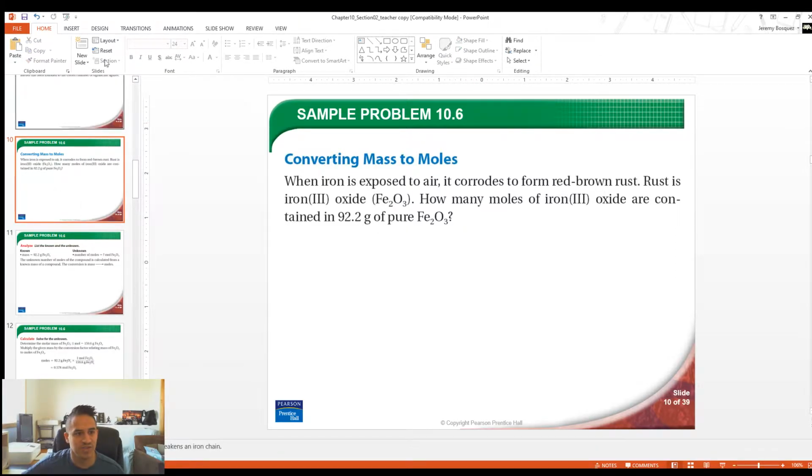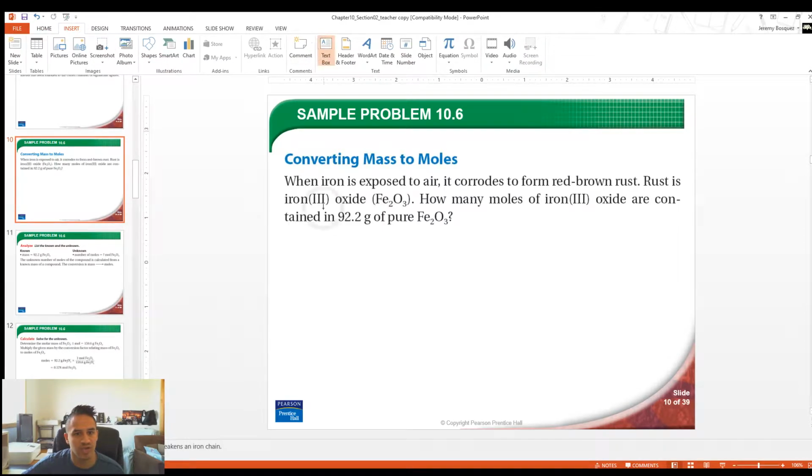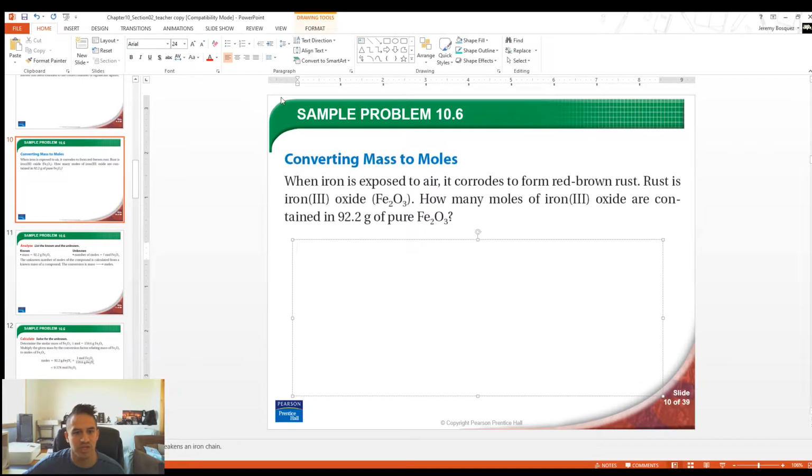All right, so this problem is just like the previous one, only now, rather than starting with moles and going to grams, we're starting in grams and going to moles. Okay, so we're basically going to be doing the same exact thing. We're just going to be kind of doing it in reverse. So again, it's important to write down what information we are starting with and what we're trying to solve. We are starting with 92.2 grams of Fe2O3, and we are going to convert that into moles of Fe2O3.